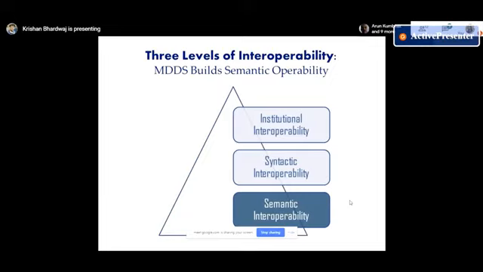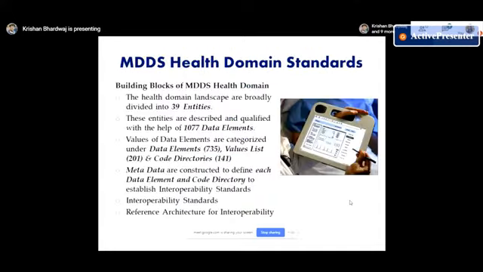Okay. And how many data elements? Data elements are many. So there are total 1077 data elements which are grouped into 39 entities. So entities are the logical grouping of data elements based on their purpose. Like all the patient related attributes come in the patient entity. Same way all the observation related data elements come in observation entity and so on. So total 1077 data elements, classified into 39 entities. And then as you said, 141 code directories.